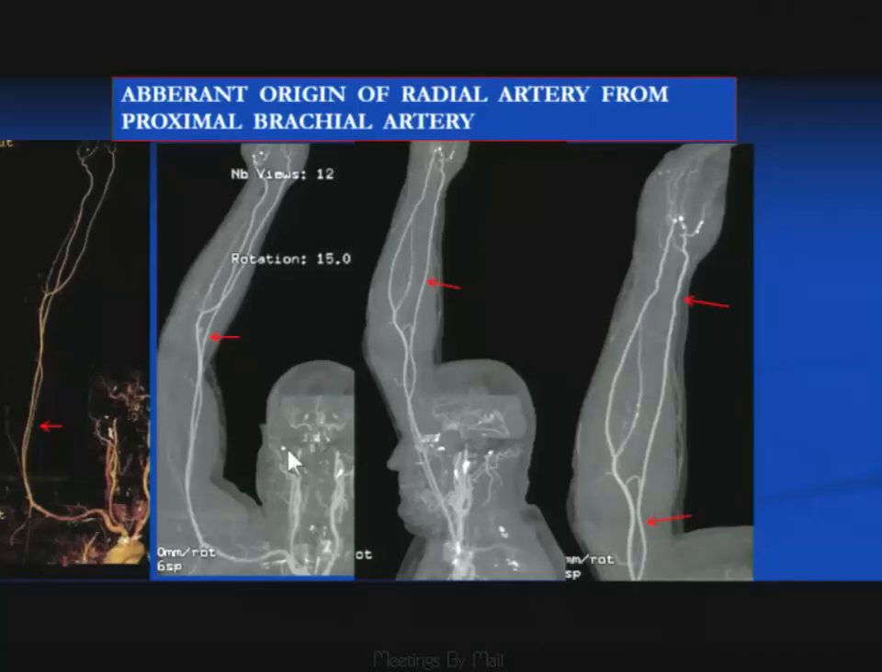This, by the way, is a patient who's got an aberrant origin of the radial artery from the proximal brachial artery. That's not that uncommon.